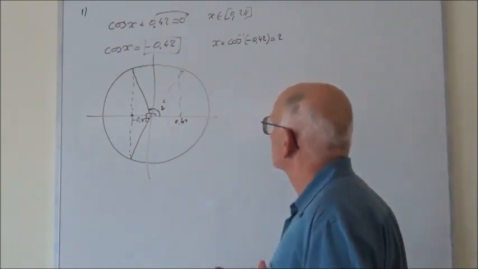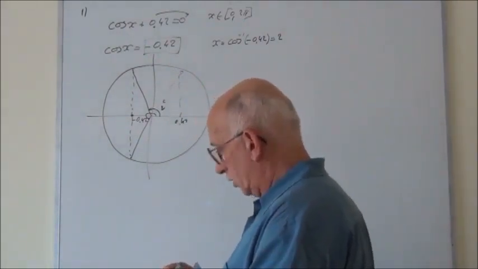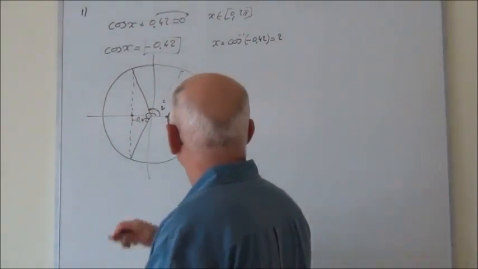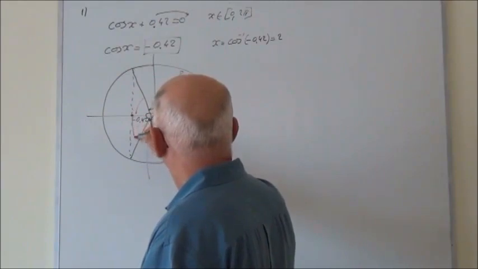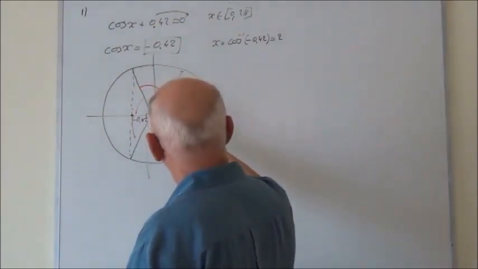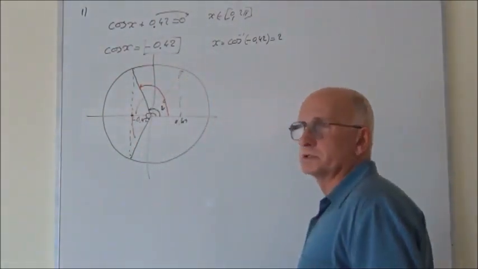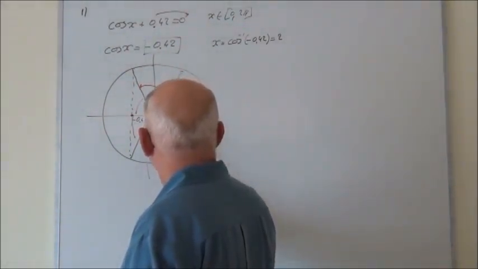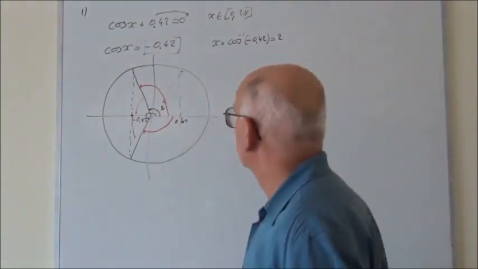We have to use symmetry to find this angle here. How to use symmetry? Simply, as this angle here is equal to that angle, then obviously this angle, which is 2 radians, will be the same as this angle here, which of course will be minus 2 radians.